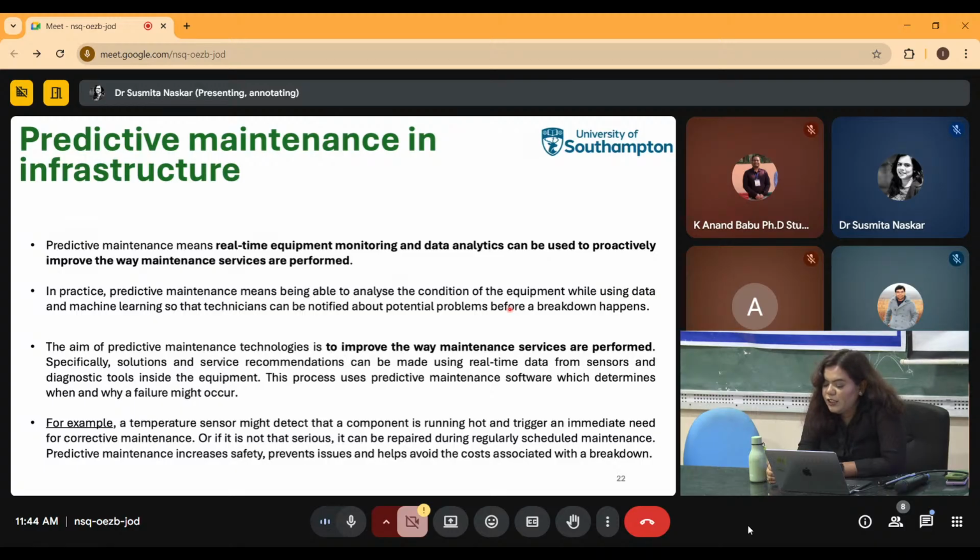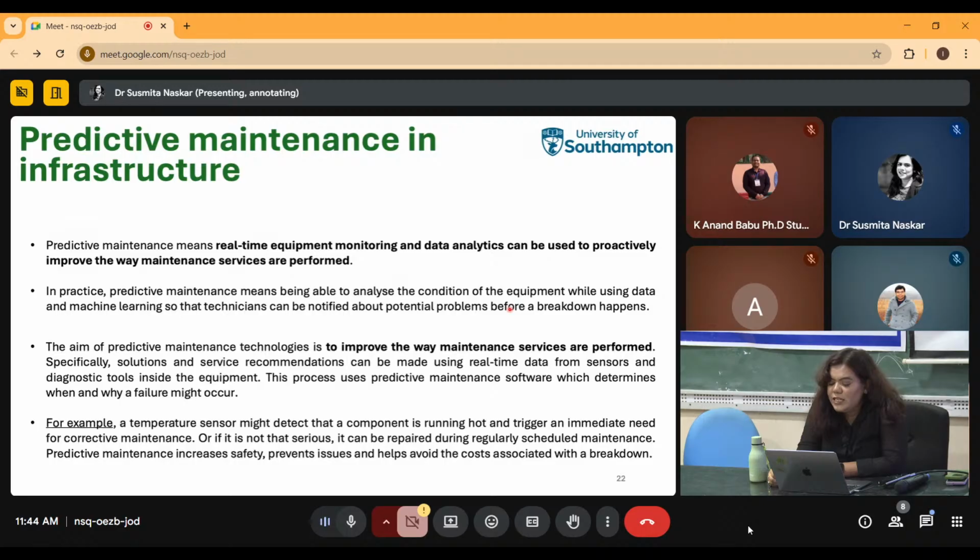And it essentially transforms maintenance from a scheduled or emergency activity into a very strategic and data-driven process, okay? For example, you can imagine a temperature sensor detecting that a component is running hotter than normal. This information could immediately trigger corrective maintenance for that issue, right? Or, whether it's a minor one or a major one, it allows the repair to be planned for the next scheduled maintenance period, right?